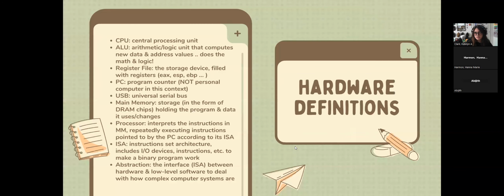Okay, so here's just a few more. These are the parts that you really need to understand what they are specifically to help you understand how it functions. So the CPU is obviously the central processing unit.